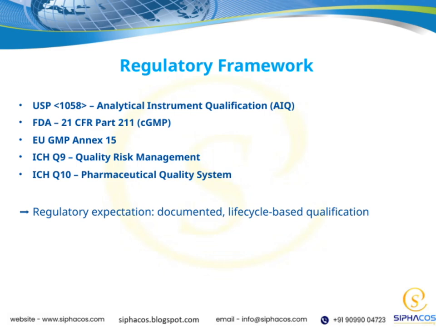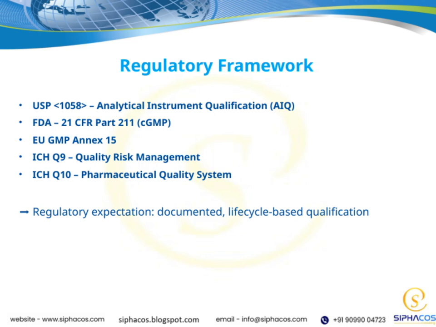Let's take a closer look at the regulatory framework that guides our analytical instrument qualification process. First, we have USP 1058, which specifically addresses analytical instrument qualification, or AIQ. This provides a detailed approach to ensuring instruments are fit for their intended use through proper qualification steps. Next, we have FDA regulations, specifically 21 CFR Part 211, which is part of the current Good Manufacturing Practices, or CGMP. These regulations emphasize the importance of validated processes and qualified equipment to maintain product quality.